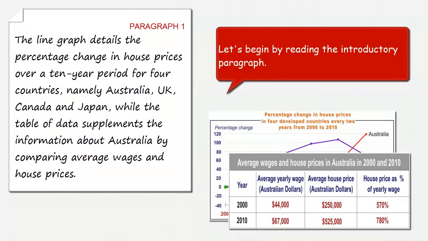Let's begin by reading the introductory paragraph. The line graph details percentage change in house prices over a 10-year period for 4 countries, namely Australia, UK, Canada and Japan, while the table of data supplements the information about Australia by comparing average wages and house prices.